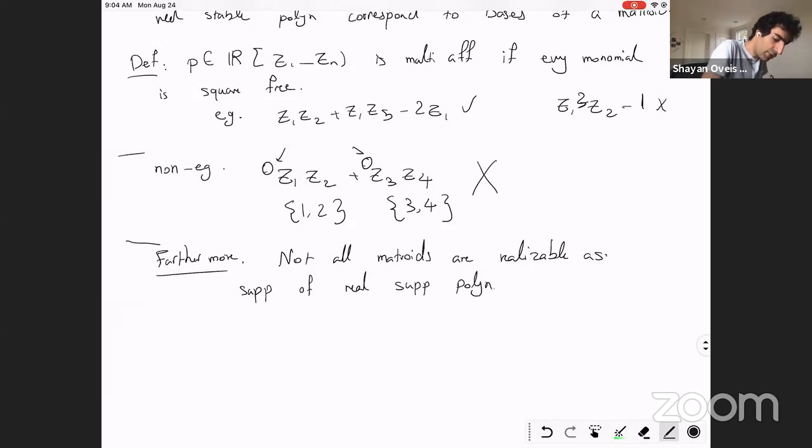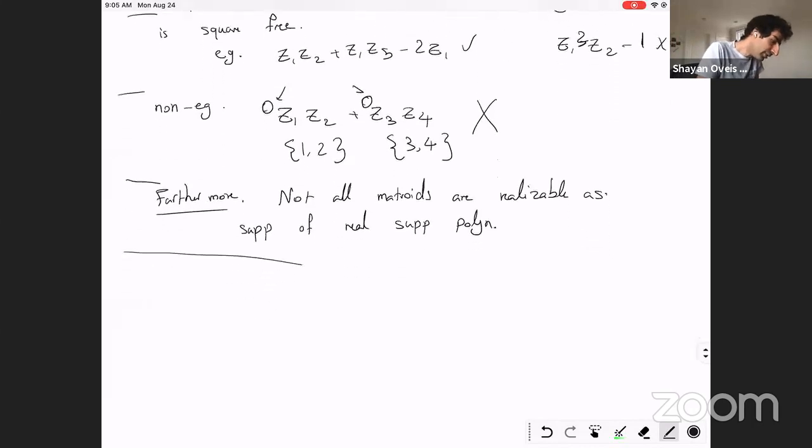So it's not true that for any matroid there exists a real stable polynomial with support equal to the bases of that matroid. There are some matroids, like the Fano matroid, for which there is no real stable polynomial with support equal to the bases of that matroid. In other words, if you have a real stable, homogeneous, multi-affine polynomial, it comes from a matroid, but not vice versa. It's not that from every matroid you can construct a real stable polynomial.